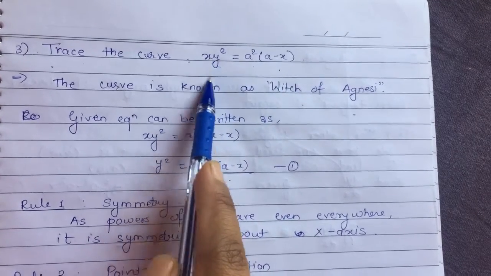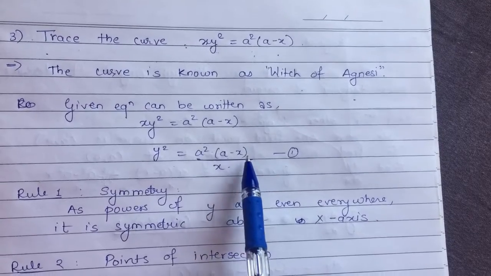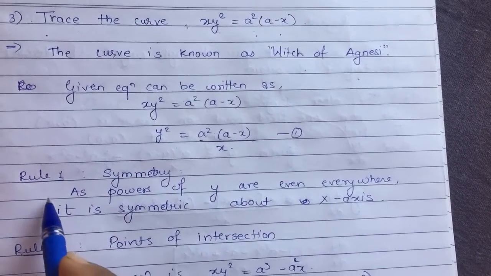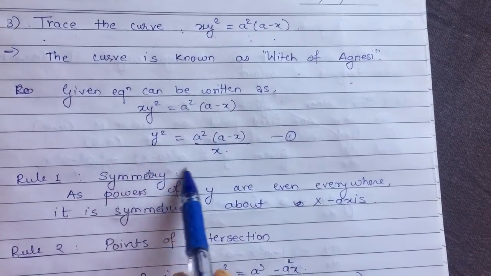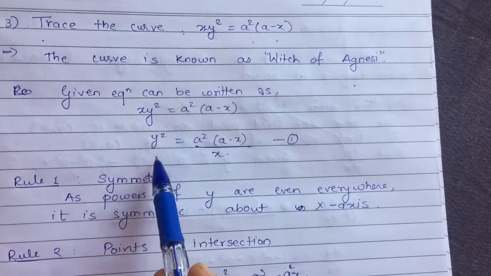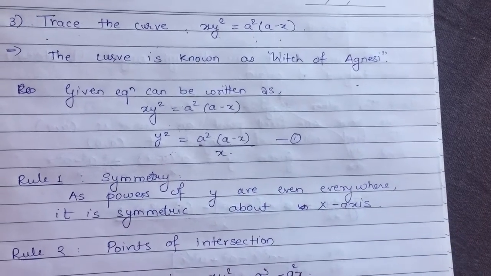If you transfer this x over here, you will get y square equal to a square into a minus x upon x. Give this as equation number 1. Now see, the first rule is symmetry. As you can see in this equation, only even powers of y occur, therefore it is symmetric about the x-axis.